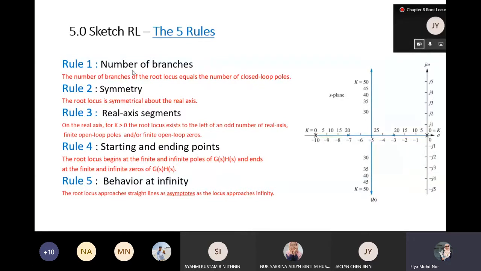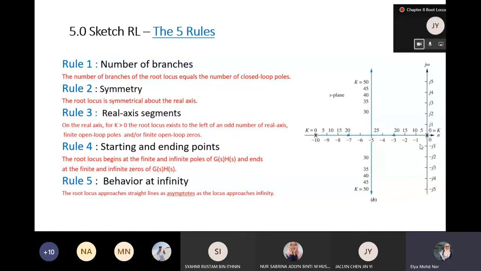Okay. The first one is the number of branches. Looking again at this result, this is the result from the OptiTrack camera. Okay. So initially when K is 0, we have 2 poles at 0 and minus 10, right? So we know that as K increases from 0 to 25 and to 50, the poles are moving, going up and going down. So from these results, you see that there are 2 branches. The first branch is from the pole of minus 10. The second branch is generated from the pole of 0.